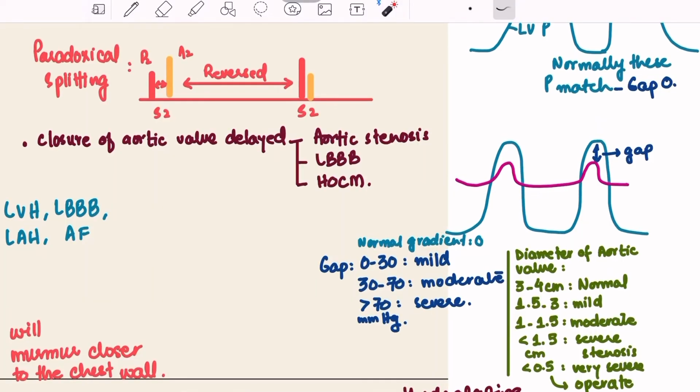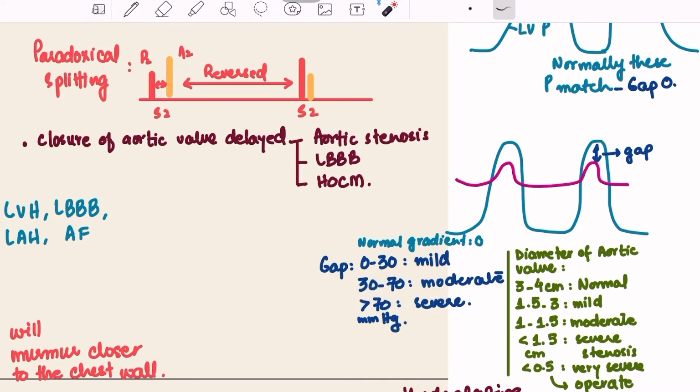Now, to assess the severity, we need to look at this graph. If the gap between them is 0 to 30 mmHg, then it is mild stenosis. If the gap is 30 to 70, it is moderate stenosis. And if it exceeds 70, then it is severe stenosis.